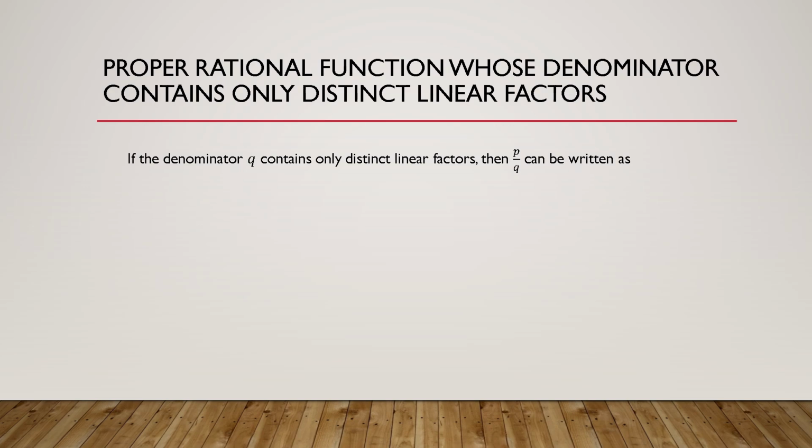If the denominator q contains only distinct linear factors, then p over q can be written as p of x over q of x, which we can write as equal to the sum of a sub 1 over x minus a sub 1, plus a sub 2 over x minus a sub 2, and so on, including a sub n over x minus a sub n.